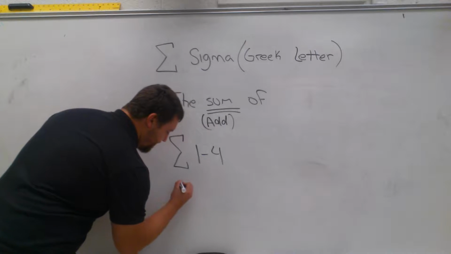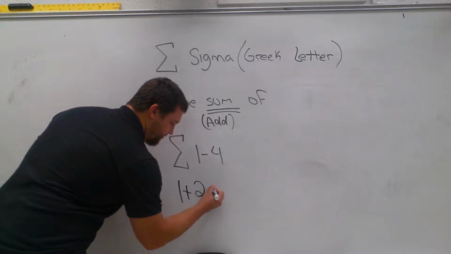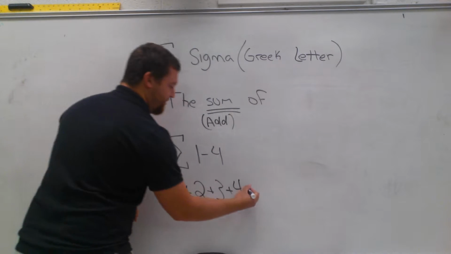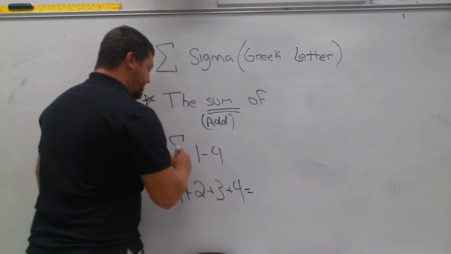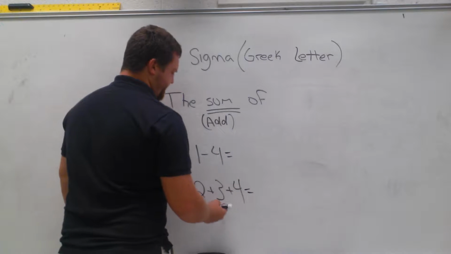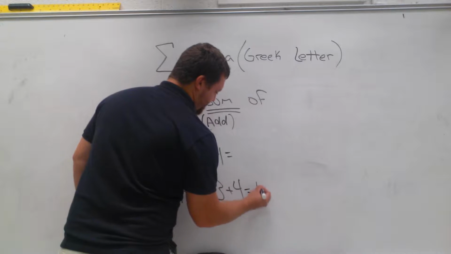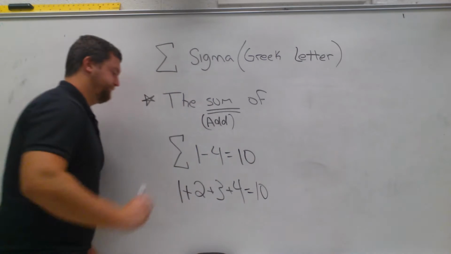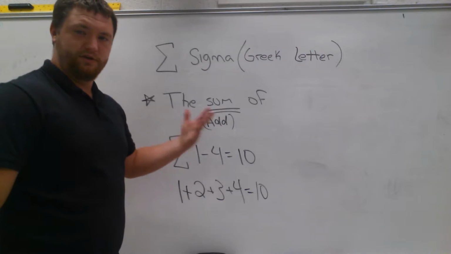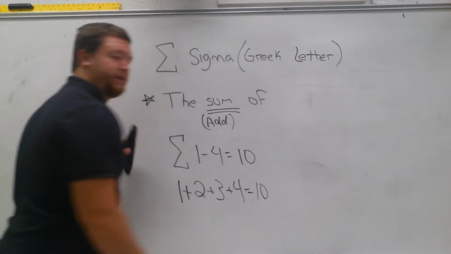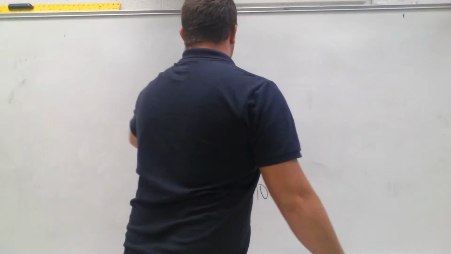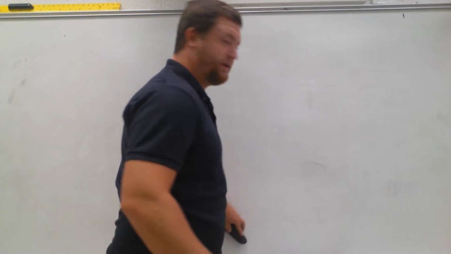So that literally means you go 1 plus 2 plus 3 plus 4. I add up everything here and give me an answer. So the sigma, or the sum of 1 through 4, is 1 plus 2 is 3, 3 plus 3 is 6, 6 plus 4 is 10. 10. Boom. That's all the sigma means. Now, we're going to get into using it in probability in a second. But, get it, got it, done. So, sigma, that's 1 down, 9 to go.